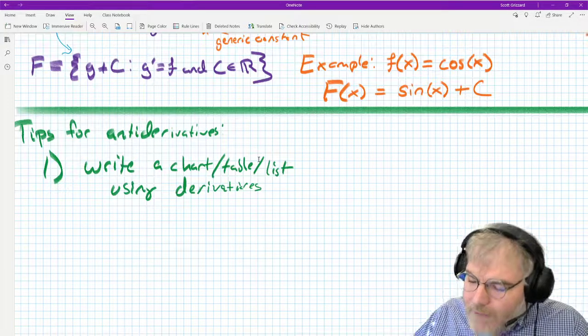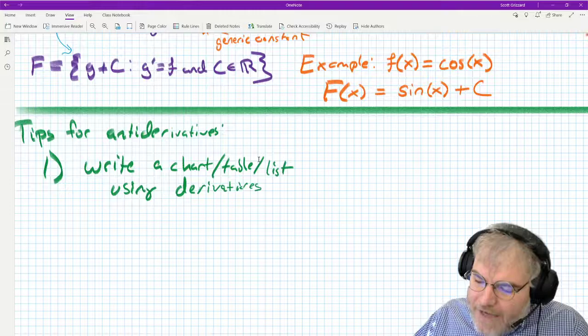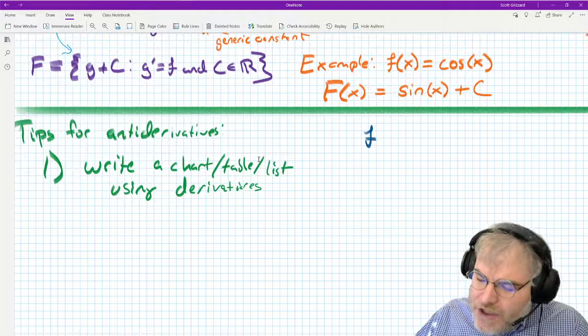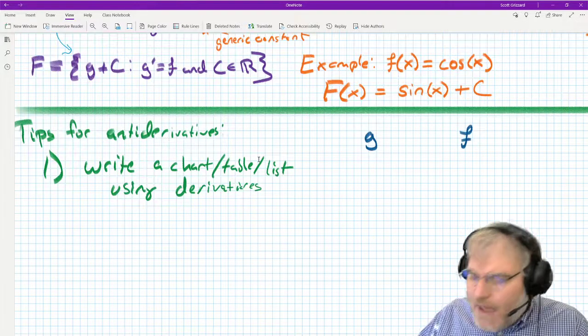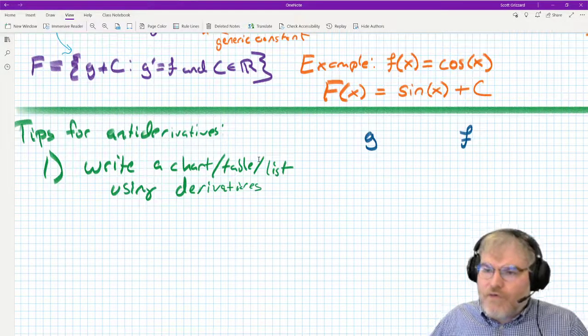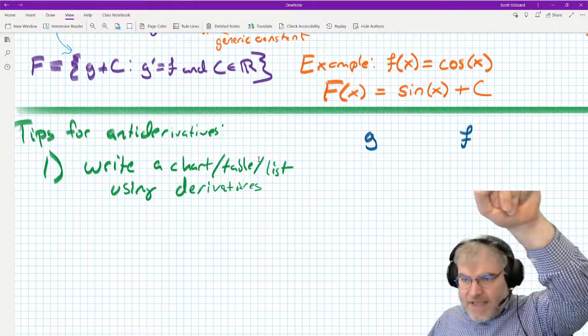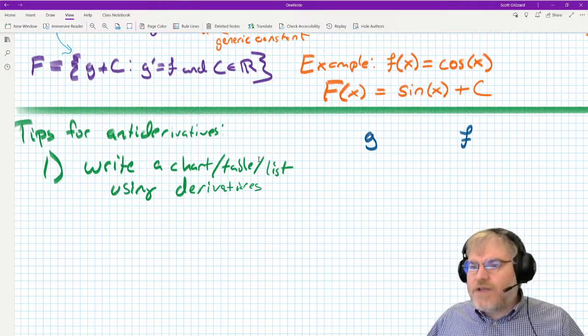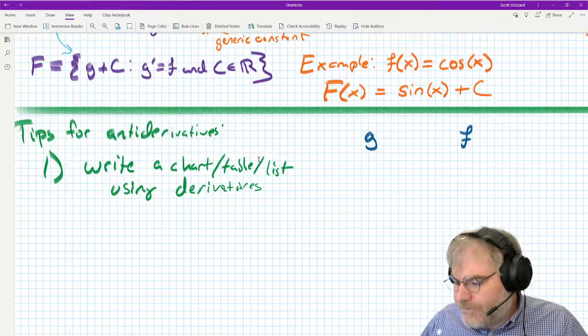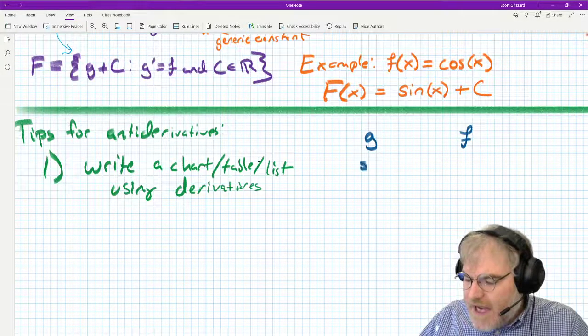So I'm going to make a chart. I'm going to put my G on the left and my F on the right, and now I'm just going to list my little Gs. So before test 4, this should go on your front page. While you're taking test 4, the first thing you should do is write down this chart. Sine.